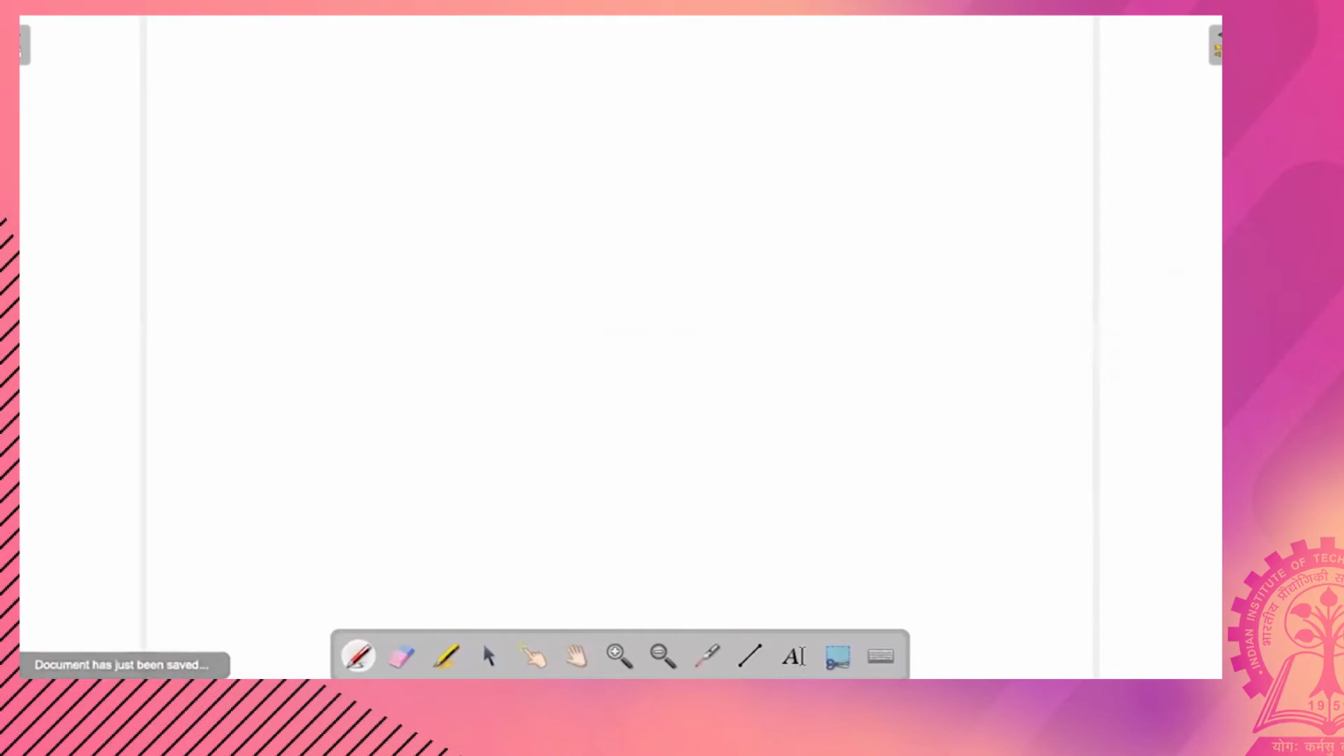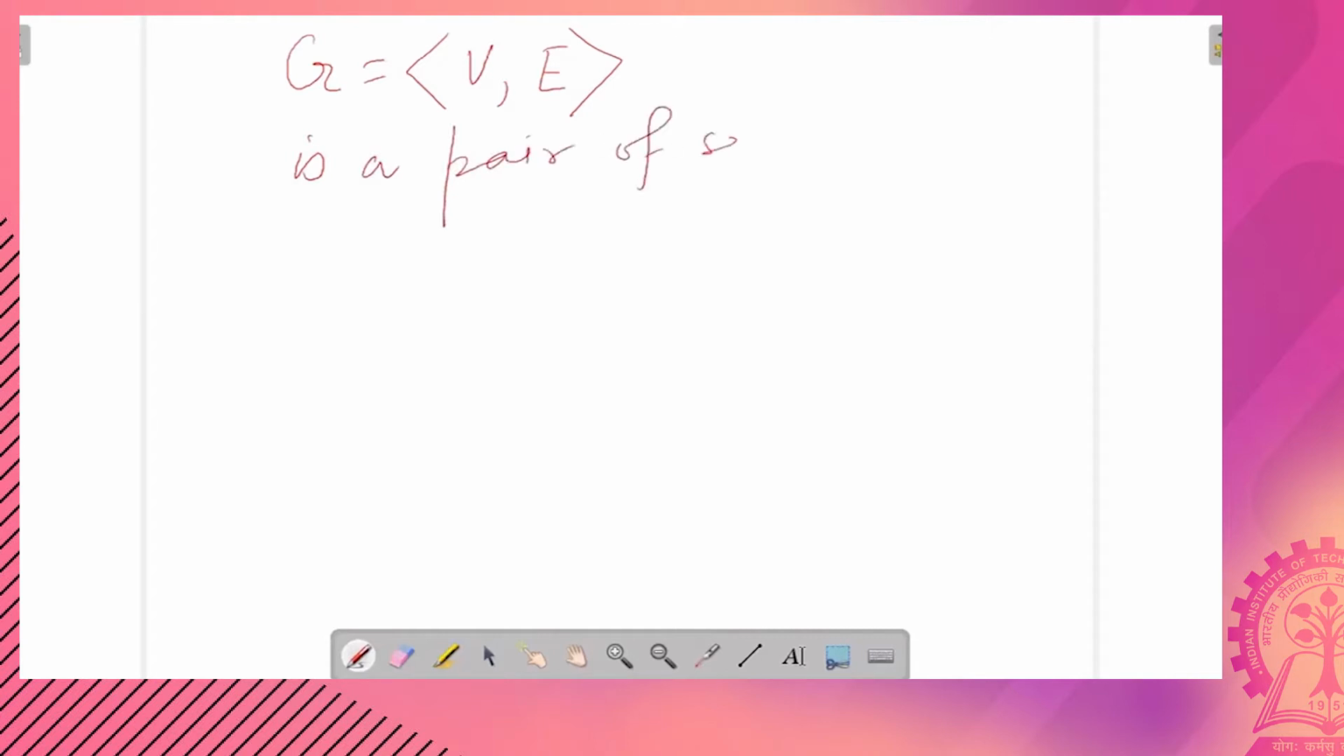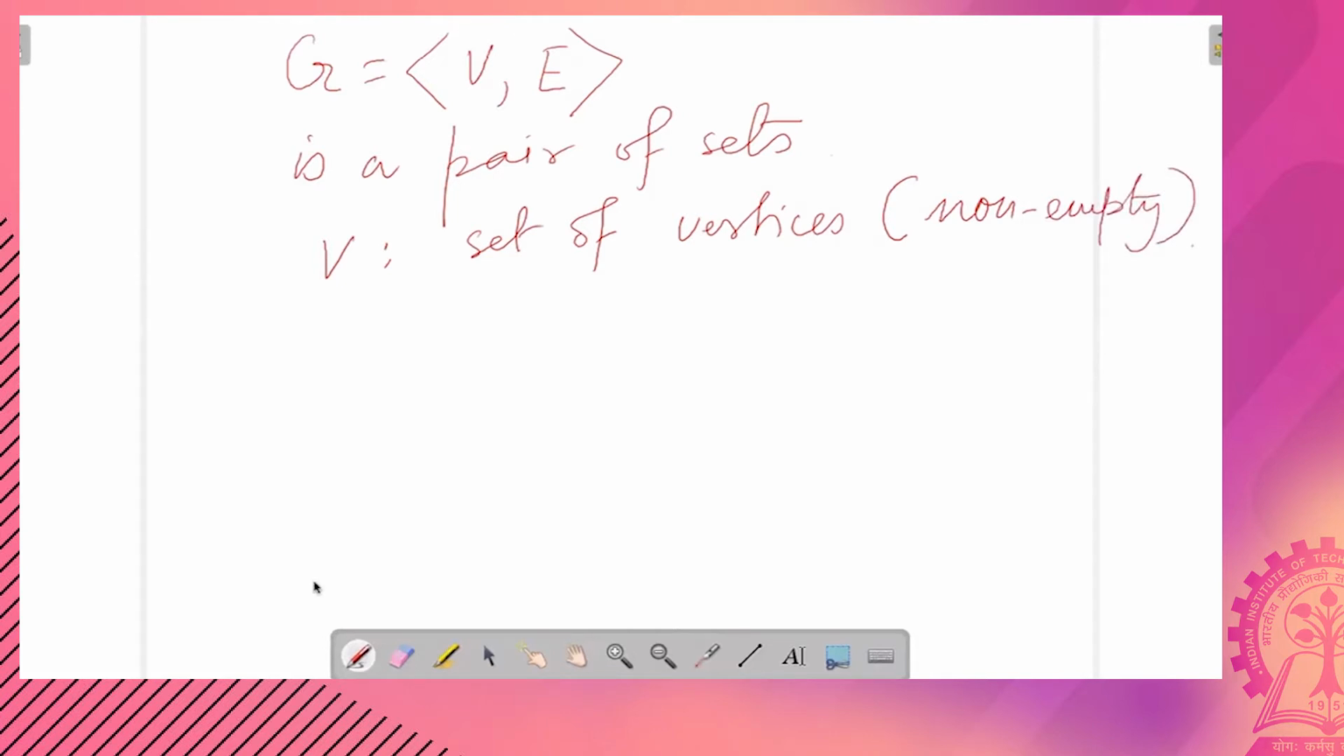So mathematically, let us try to define what a graph is. Mathematically, a graph G, written as (V, E), is a pair of sets, where V is called the set of vertices, and this is mandatorily non-empty. The set of vertices in a graph cannot be empty. And E is the set of edges.